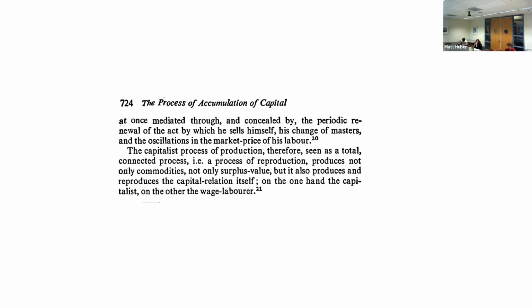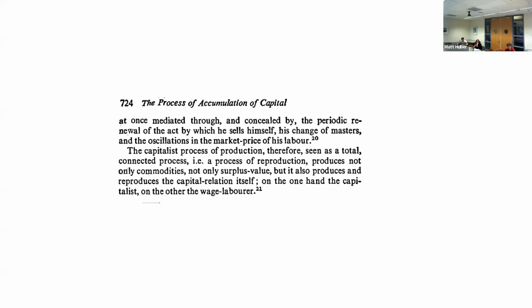So this is the grand crescendo ending of the simple reproduction chapter. The capitalist process of production, therefore, is seen as a total connected process, i.e. the process of reproduction produces not only commodities, not only surplus value, but it also produces and reproduces the capital relation itself. On the one hand, capitalist, and on the other hand, wage laborer. So this is a good point for Marx to talk about how the production of surplus value is producing a relationship, right?